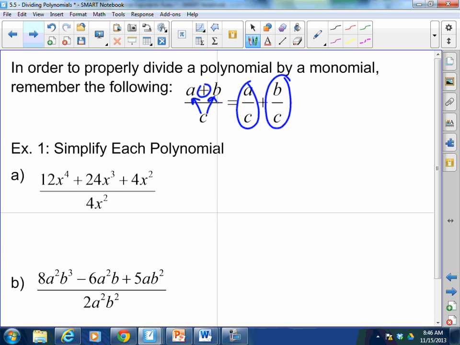So for example, 12x to the 4th plus 24x cubed plus 4x squared divided by 4x squared. I'm going to divide 4x squared to every single term in the numerator. So that's going to leave me with 3x squared, right? What else? 24x cubed divided by 4x squared, 6x, and then plus 1.